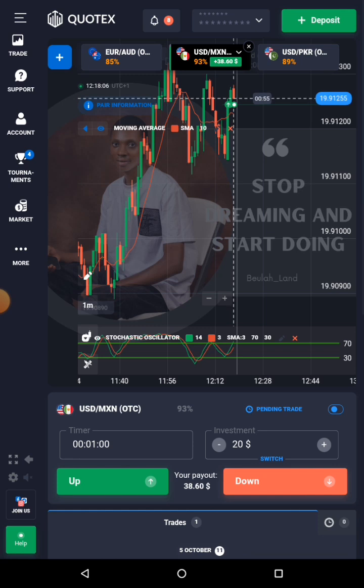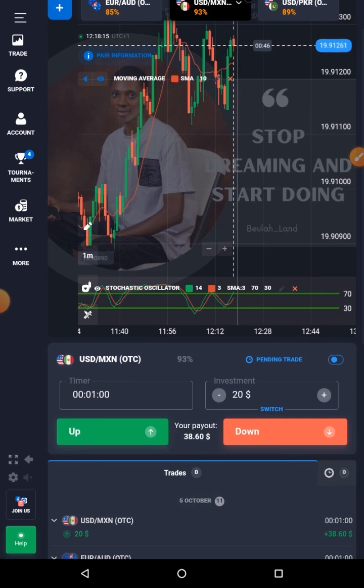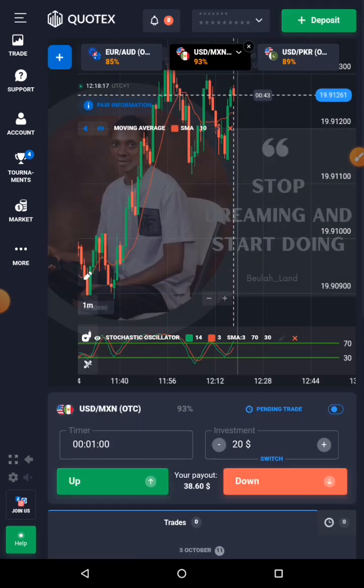I want this to be attached so that I can mark the point and explain the reason for my entry. This has already closed on profit. Like you can see, this is our first trade and we're already on profit. The reason why I entered that trade buying is the stochastic oscillator was giving me an upward signal. And how was I able to read that the market was going to be pushing up?